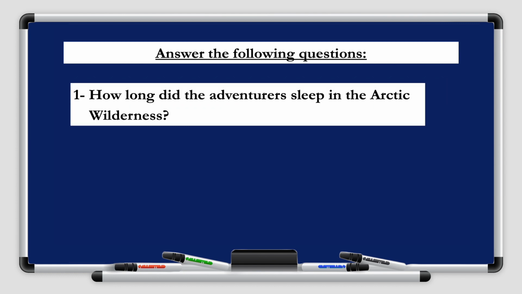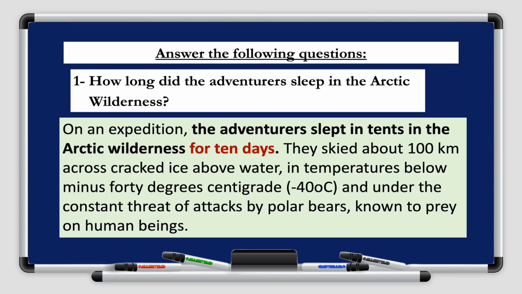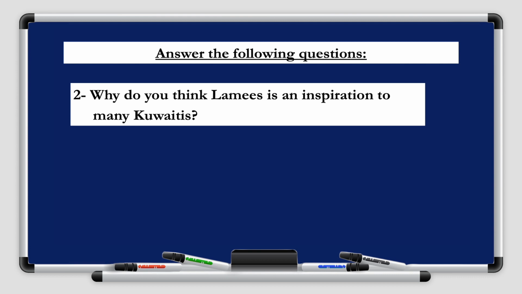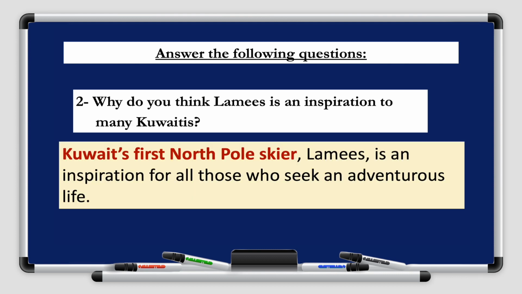Answering the other set of questions. How long did the adventurers sleep in the Arctic wilderness? If you read the text, you will know the answer straight away. The text says, on an expedition, the adventurers slept in tents in the Arctic wilderness for 10 days. The answer is there. You just need to read the text itself. So the answer is for 10 days. The second question, why do you think Lamis is an inspiration to many Kuwaitis? Read the text. And the answer is Kuwait's first North Pole skier, Lamis, is an inspiration for all those who seek an adventurous life.